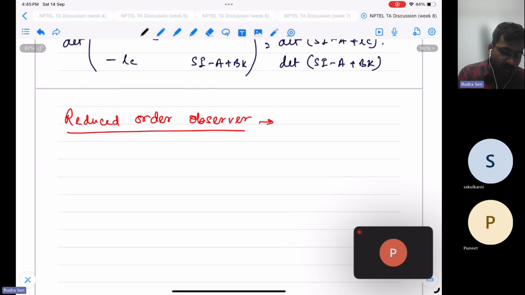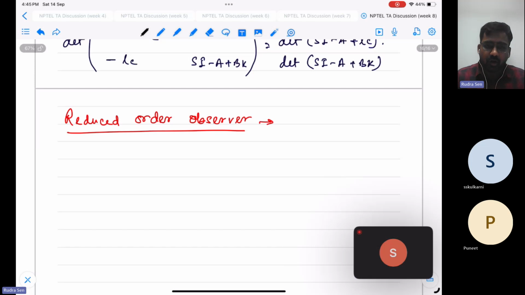So reduced order observer means we already... Do you have any kind of questions, Puneet or the others, Mr. Puneet or S. S. Kulkarni? Do you have any other questions regarding whatever I have talked about, or is it clear to you? No, sir. It is clear. Yes. Okay, thank you.